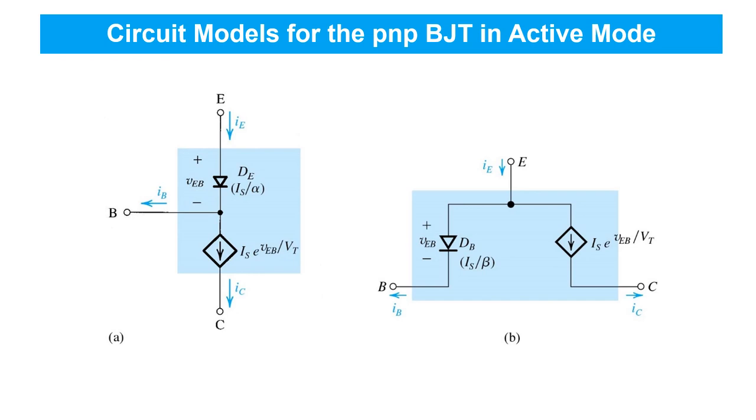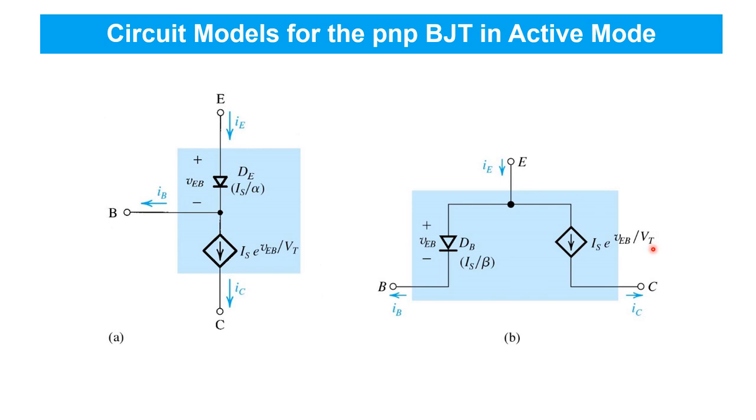Here are just a couple of circuit models for the PNP BJT in active mode. Again, let's just focus on this one, and we see a diode DB is used to model the base current that's flowing. It depends exponentially on the forward bias applied between base and emitter, just as a diode current does. But the scale current of this diode in the model is a small scale current, IS over beta, making the base current a small fraction of the current that flows into the collector.